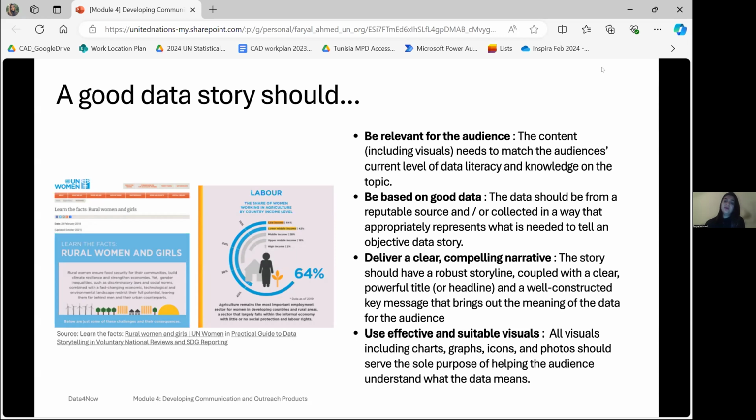Then deliver a clear and compelling story, having a clear, robust storyline coupled with a clear, powerful title and a well-structured key message that brings out the meaning of the data for the audience. And then complementing it, including charts, graphs, icons, photos, and that is something that you all are equipped with by now, with the various sources and tools that you have from the previous sessions. So this module really brings all of it together, how to utilize the visuals and graphs and put it together to deliver the final product to the audience.